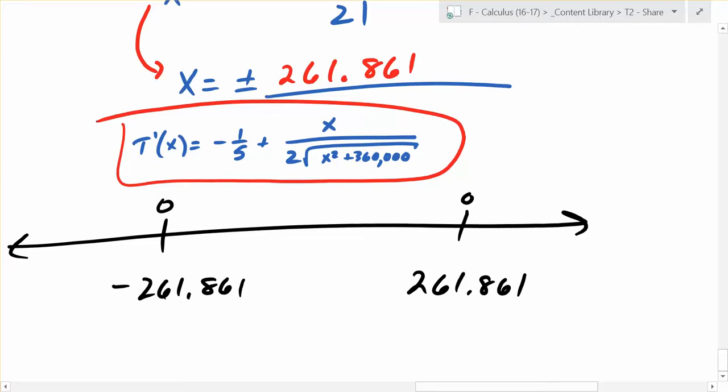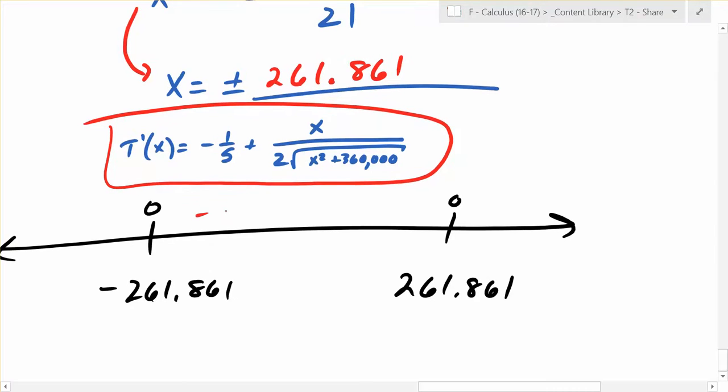0. 0 is a nice one. Plug in 0, what do you get? You should instantly see it. Negative 1/5, because the other term is 0, right? So this is negative right here. And then it might take a little work to do the other ones.